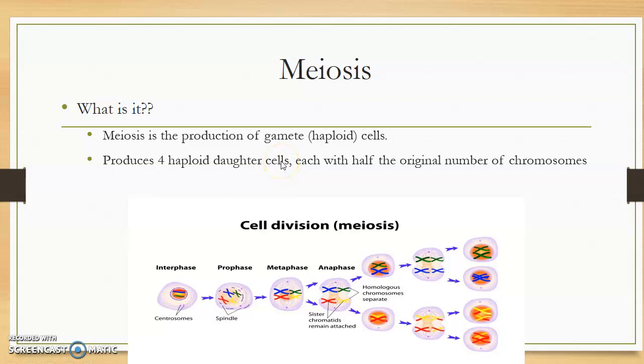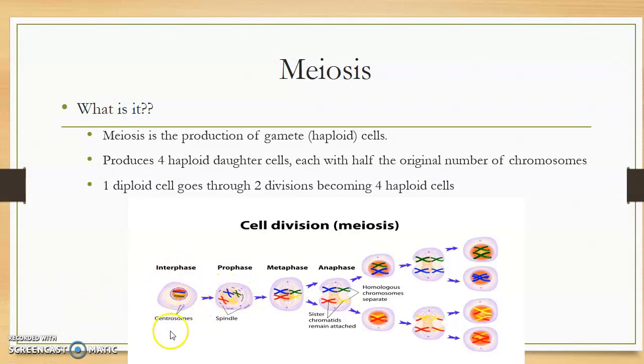So the first cell had 46. The 4 new cells that are formed from this process are going to have 23. And the way this occurs is by going through two sets of divisions. In mitosis, a cell divides one time. One cell splits into two. In meiosis, one cell splits into two, and then it splits into two again, and you end up with 4 from 1. So a diploid cell goes through two divisions. If you look down here, you can see that.